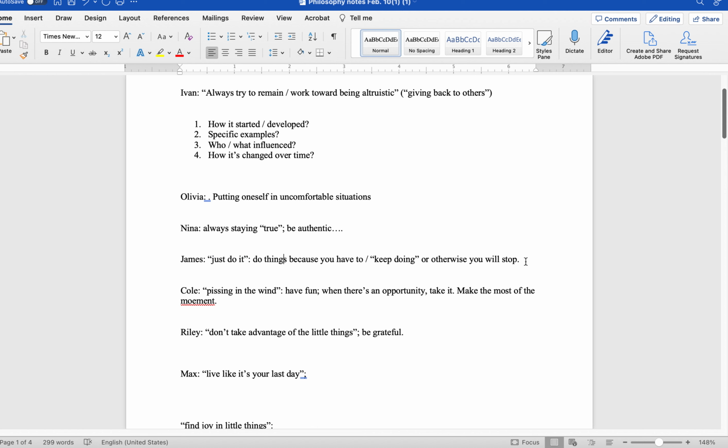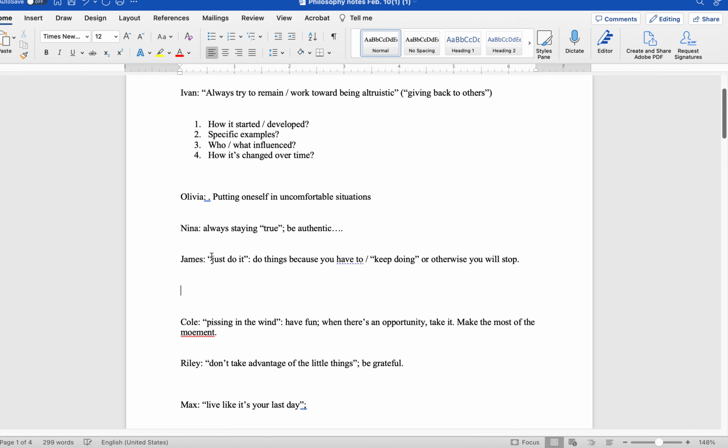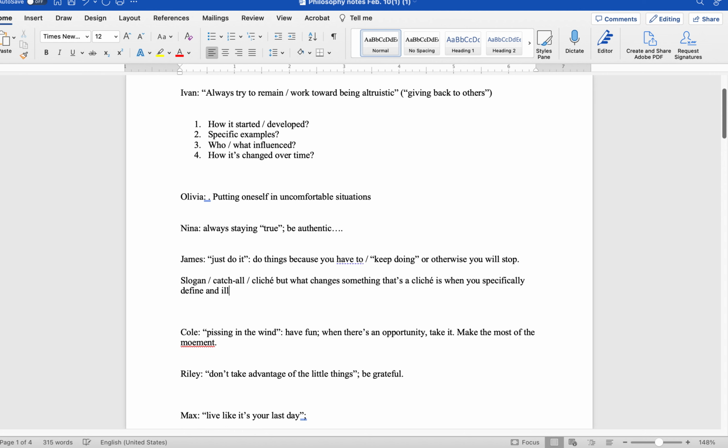What changes though from making a code, just do it? It's like a slogan or a catch-all, or it could be kind of a cliche. But what changes something that's a cliche is when you specifically define it and illustrate it, right? James's was just do it, but he included a bunch of specific examples and details that showcased his code.